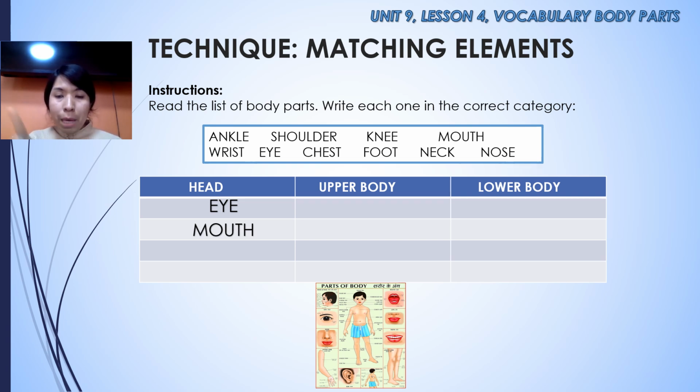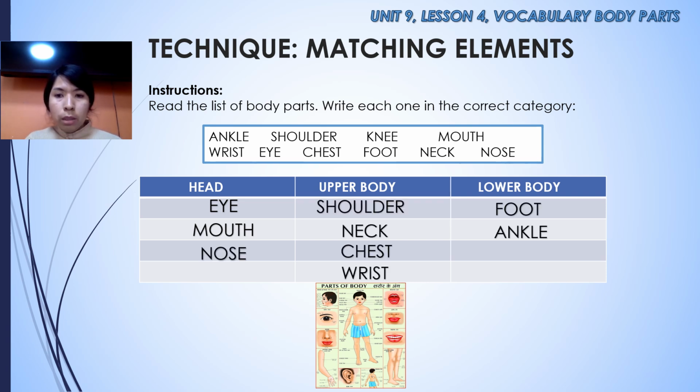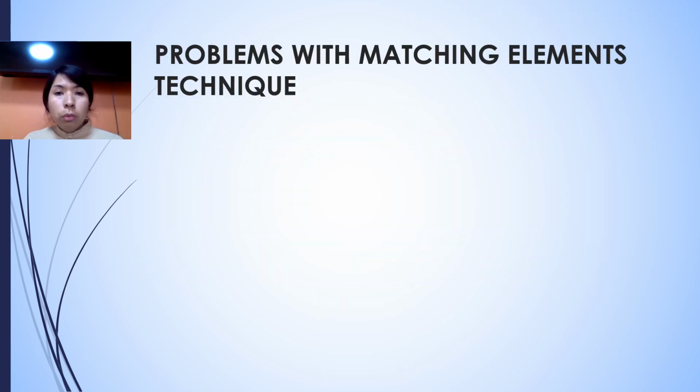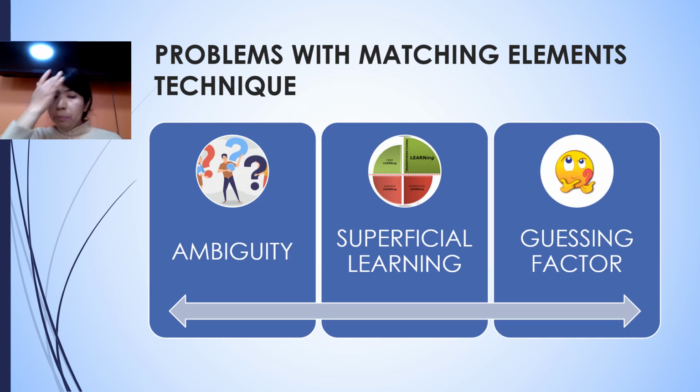I created this word bank with simple words, and also this chart with different categories. And the students have to recognize and write in the correct position. The problem that I found with this matching elements technique is ambiguity. Some words can fit in more than 1 category. For example, for some people, neck is part of the head, and for some people, neck is part of the upper body. So it can create confusion between students.